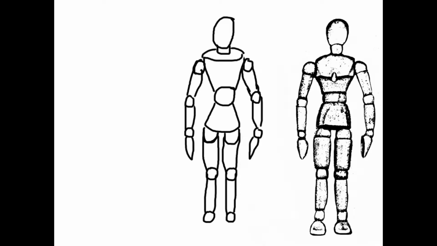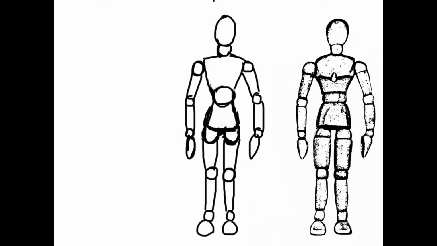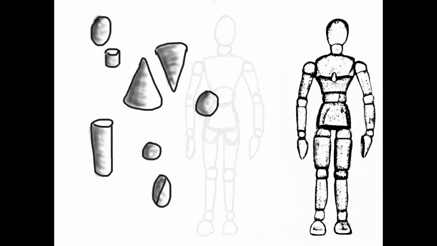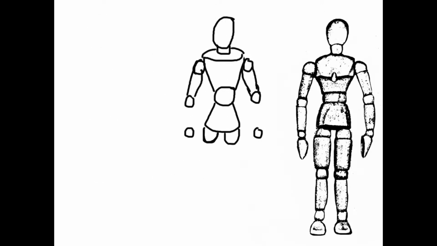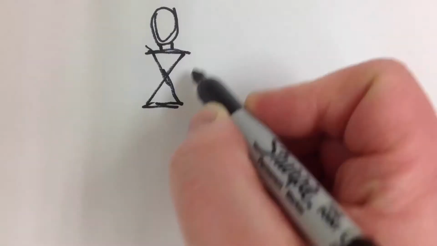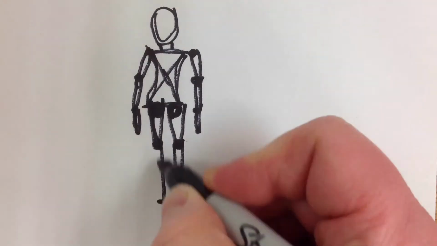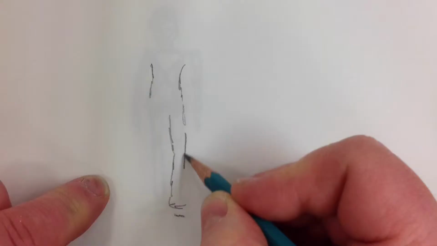So let's go through that again. Your head is an egg shape. Your shoulders are wider than the head. The elbows are even with the waist. The wrists are even with the hips. Draw the hands. The knees are lower than the fingertips. So now I'm going to start designing my characters.